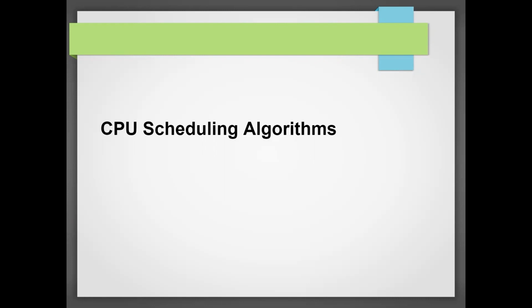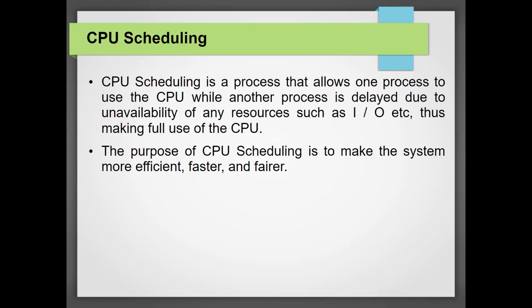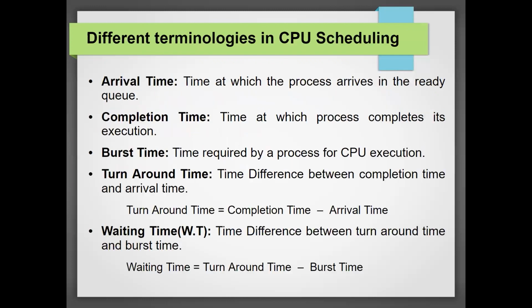In today's video, we are going to see about different types of CPU scheduling algorithms. CPU scheduling is a process that allows one process to use the CPU while another process is delayed due to some unavailable resources like IO, or maybe the CPU is replaced by some other process, or the CPU may be in idle state. The purpose of CPU scheduling is to make the system more efficient, faster, and fairer.